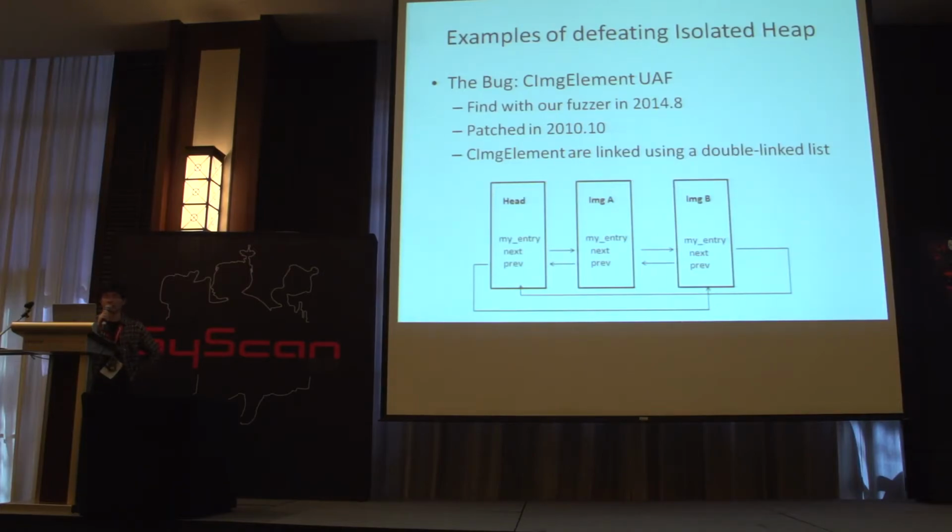Now we will give you a real example of exploiting a UAF bug under the isolated heap. It is a use after free bug in the CImage element. Our colleague found this bug in August last year, and it was patched in October. First of all, you need to know that all image elements in the same document are linked together using a double linked list as shown in this picture.